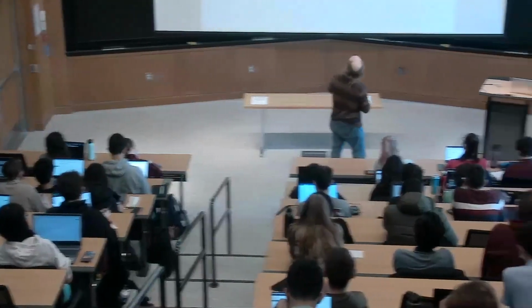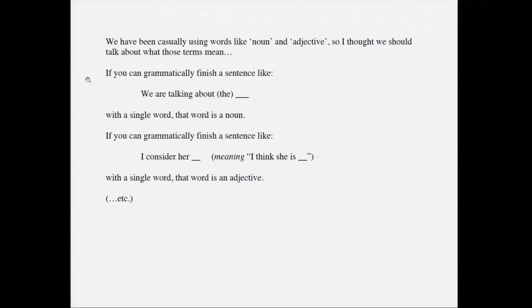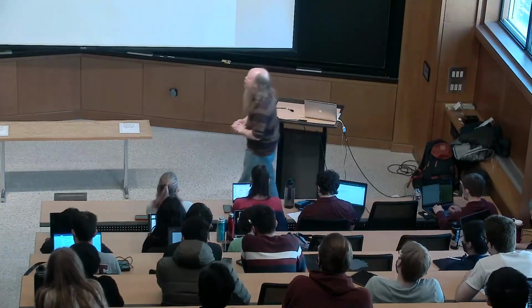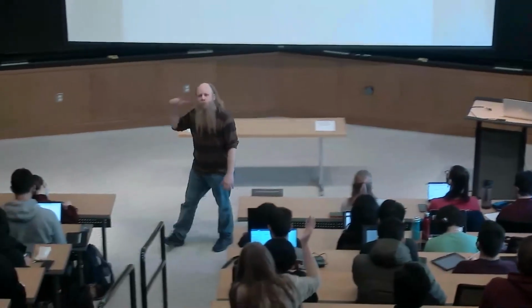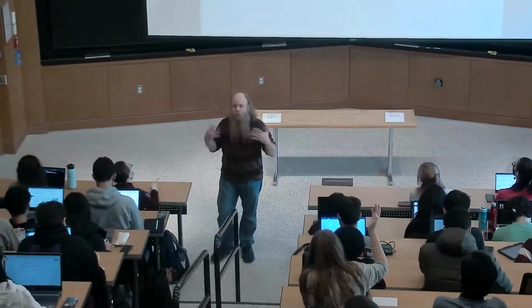And I have this bit about how it has to mean I think she is blank, because you can say things like I consider her often. That means I think about her often. Often is not an adjective, because if I say I consider her often, I don't mean I think that she is often. That's not what that means. So often is not an adjective, it's an adverb, actually. We'll talk about that. I'm not going to make you go through this for all the parts of speech, but this is an interesting exercise.